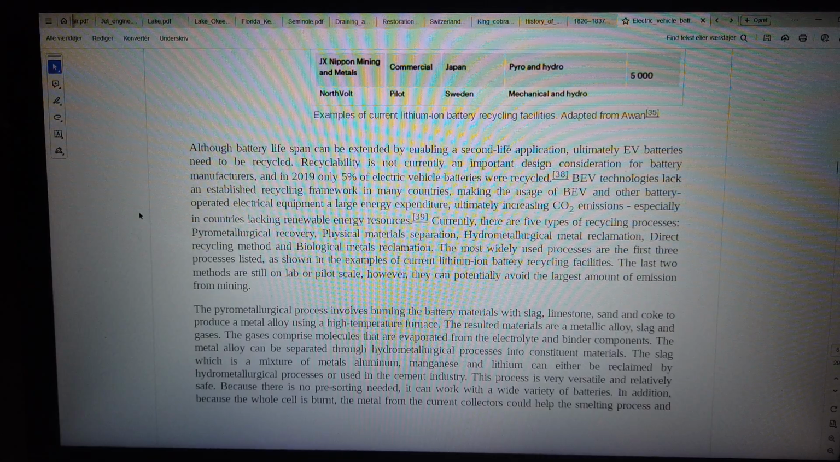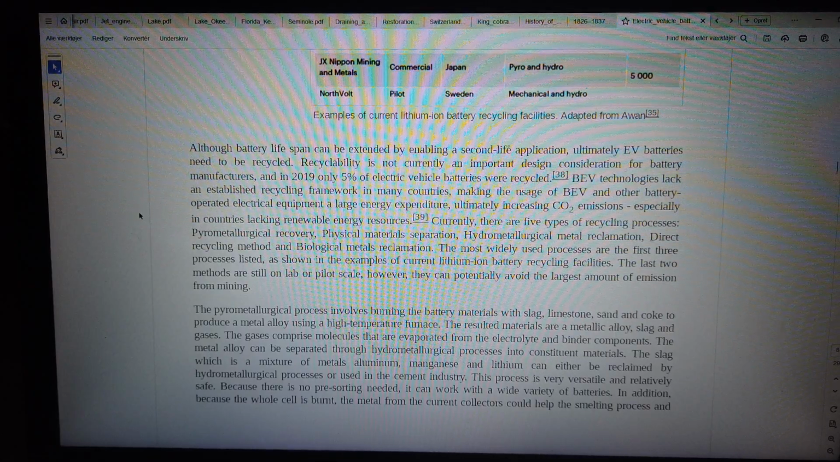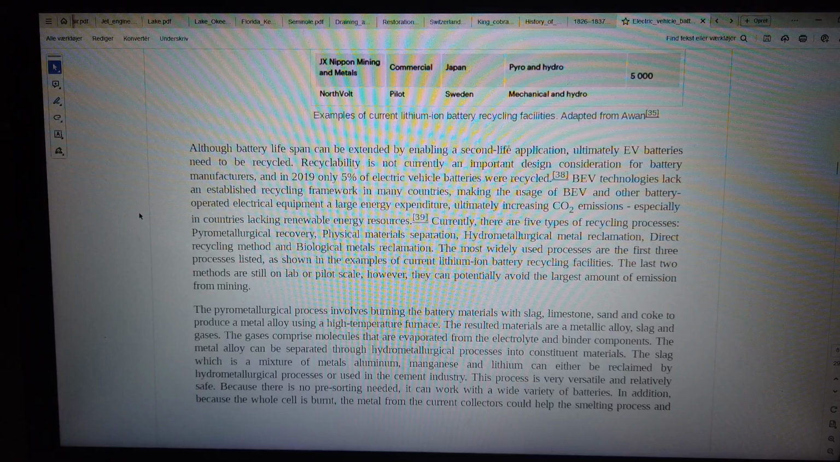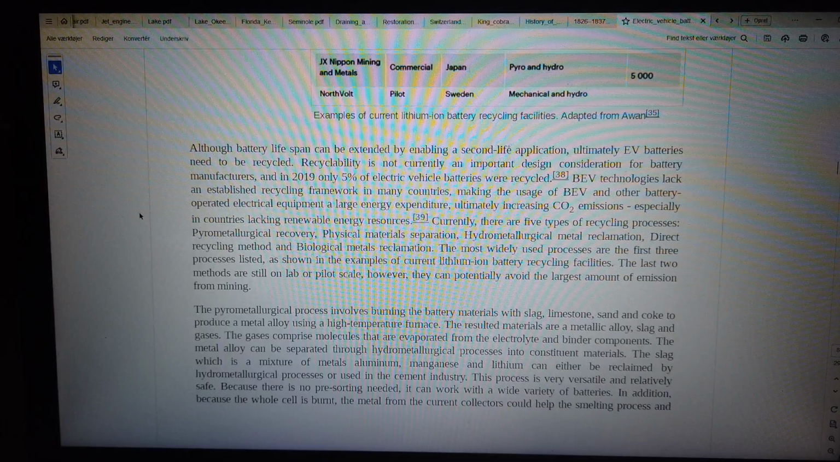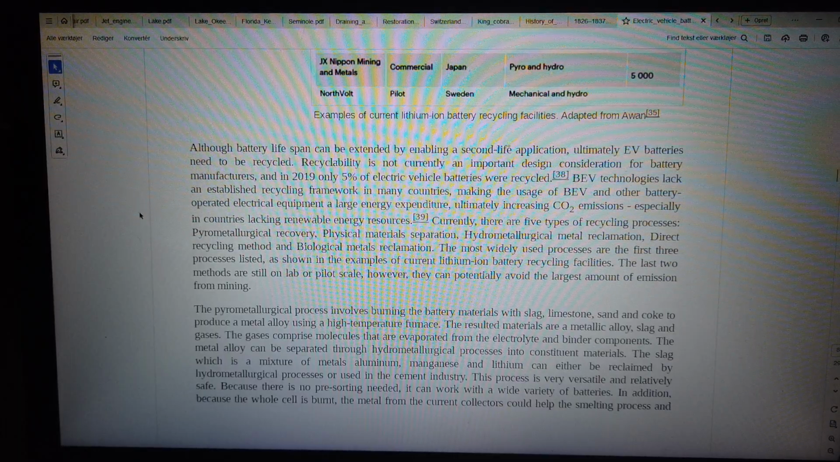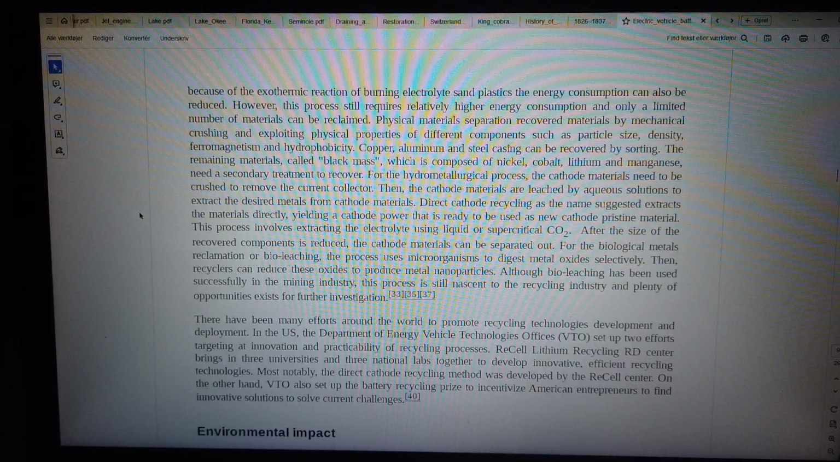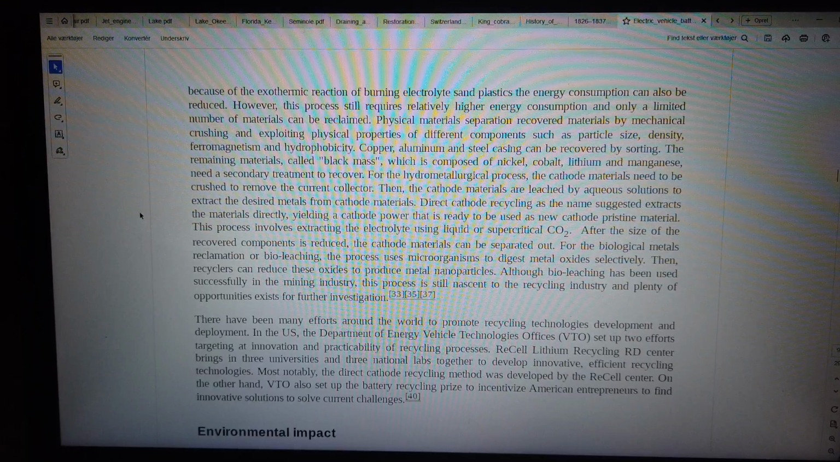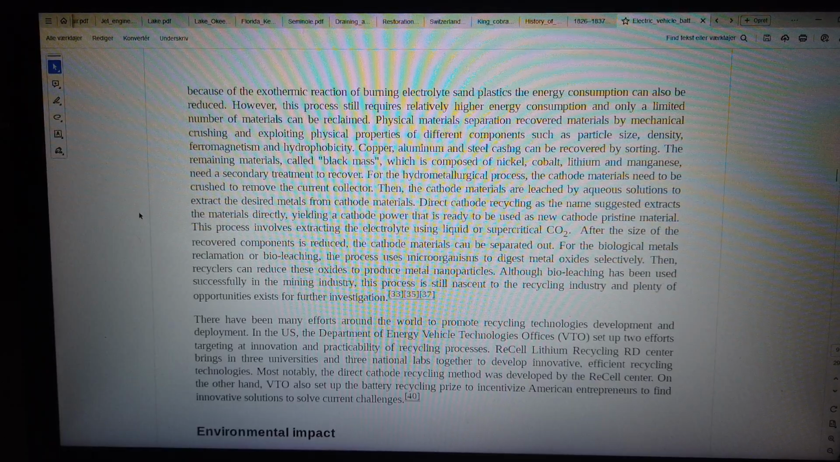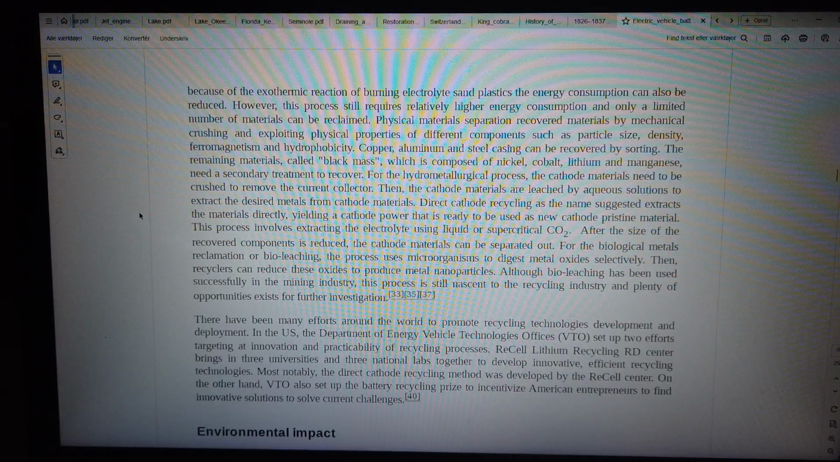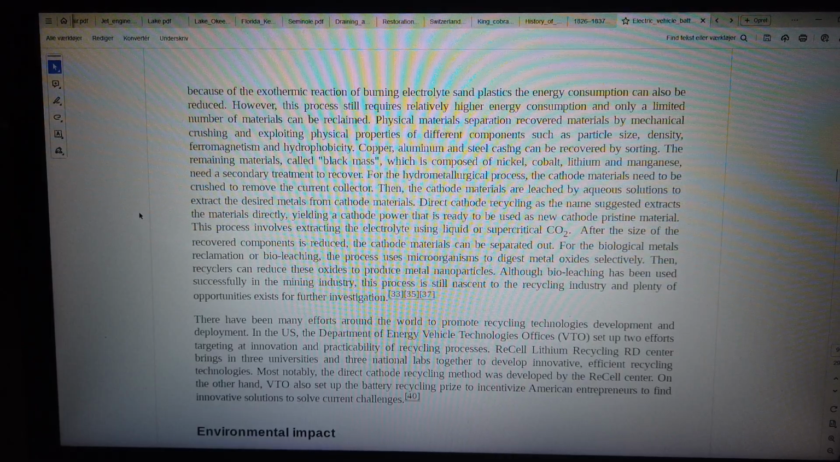This process is very versatile and relatively safe. Because there is no pre-sorting needed, it can work with a wide variety of batteries. In addition, because the whole cell is burnt, the metal from the current collectors could help the smelting process, and because of the exothermic reaction of burning electrolytes and plastics, the energy consumption can also be reduced. However, this process still requires relatively higher energy consumption and only a limited number of materials can be reclaimed.